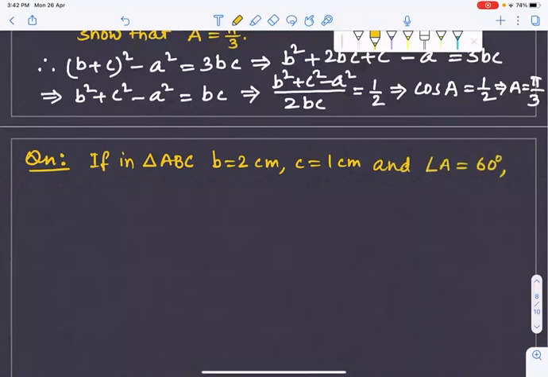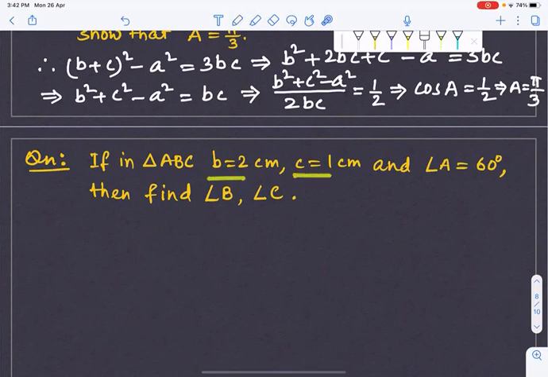Then what you have to find? Then you have to find angle B and angle C for triangle ABC. Okay, let us see how we can solve this. Two sides are given, b and c, and the angle is also given.